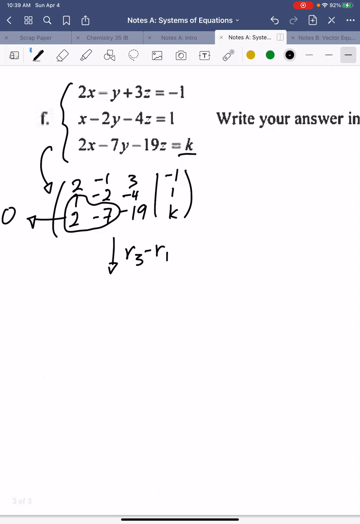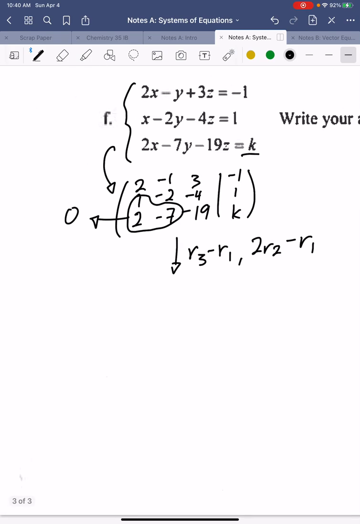And while we're at it, how about we do some multitasking? We can also do 2 times row 2 minus row 1. So we're doing multiple things at the same time. And we're allowed to do that as well. That just speeds things up. So the first row doesn't change, of course. So 2, -1, 3, -1.